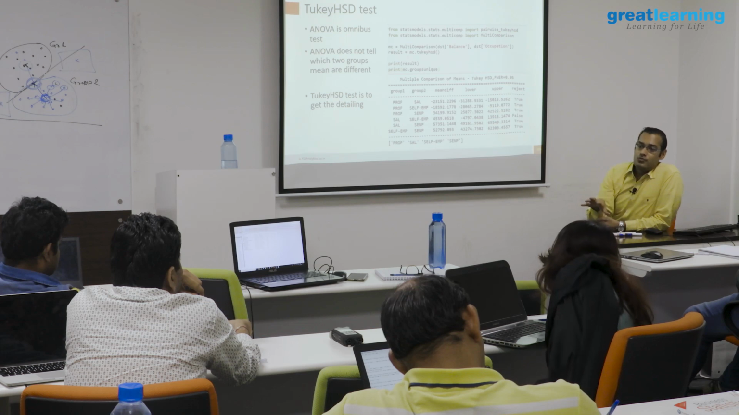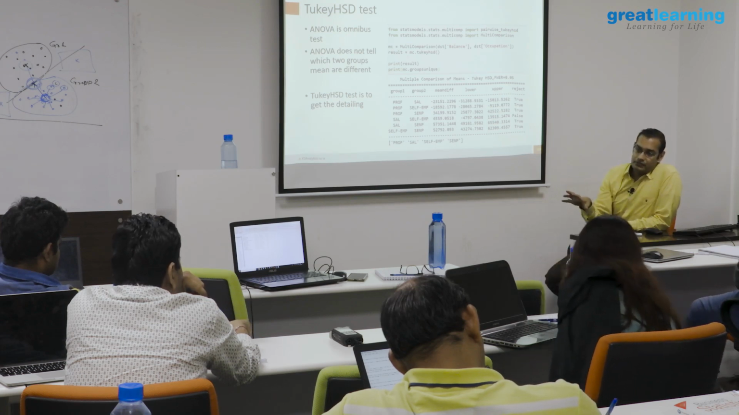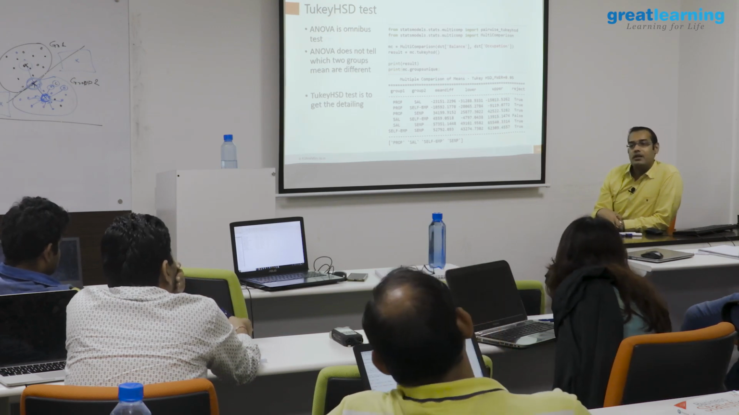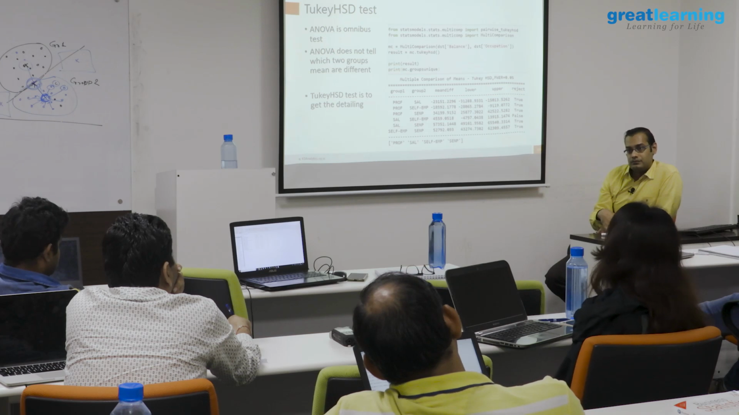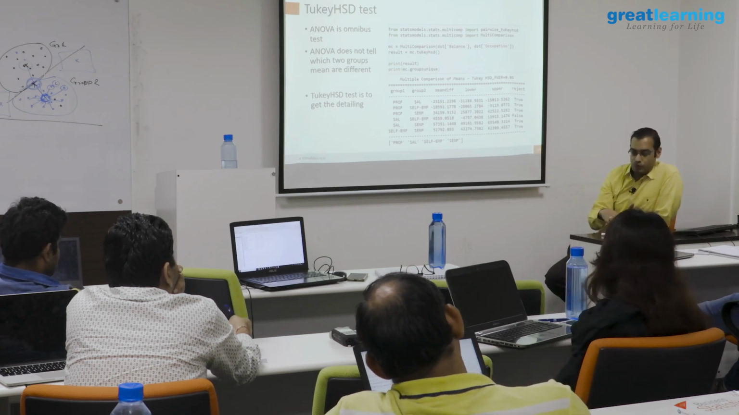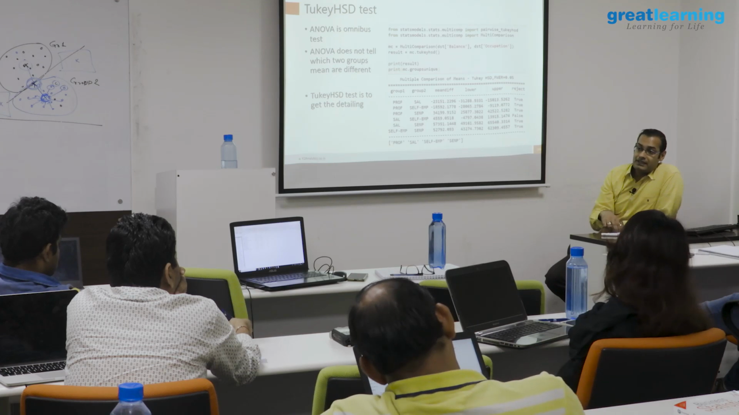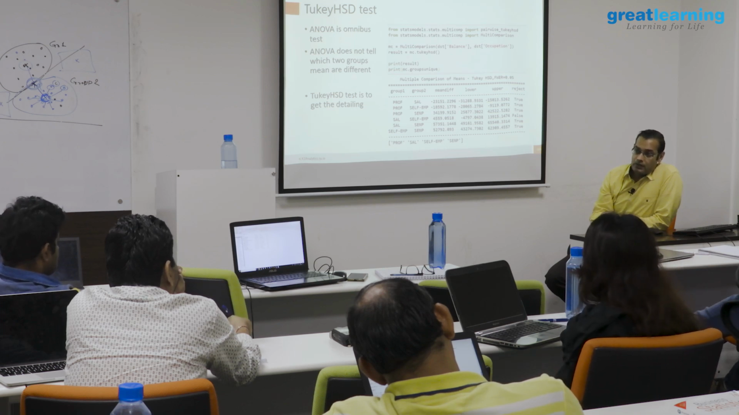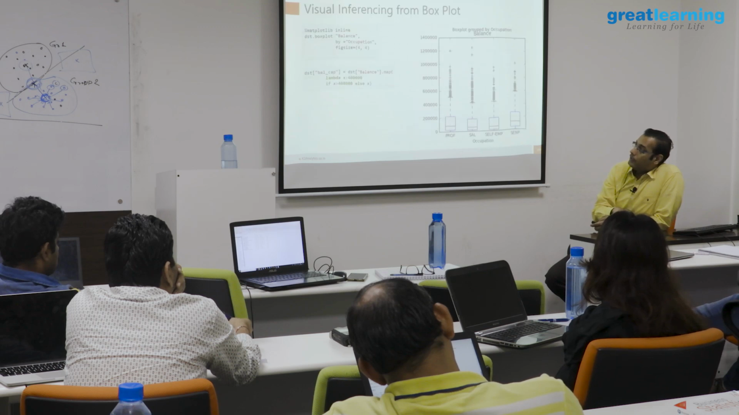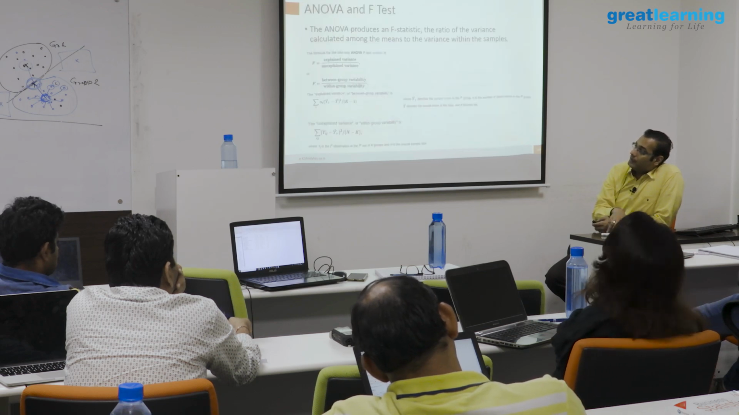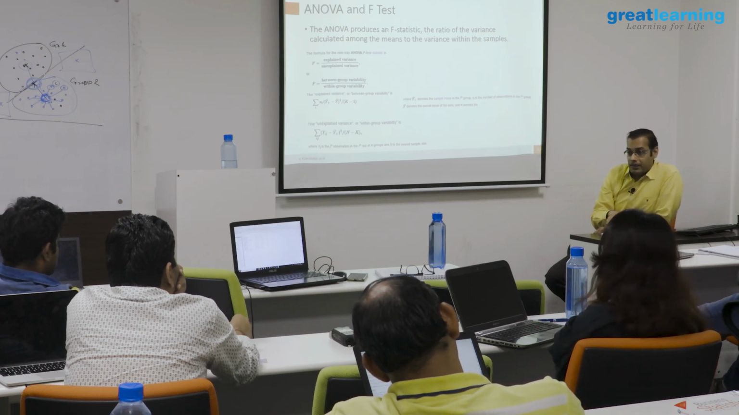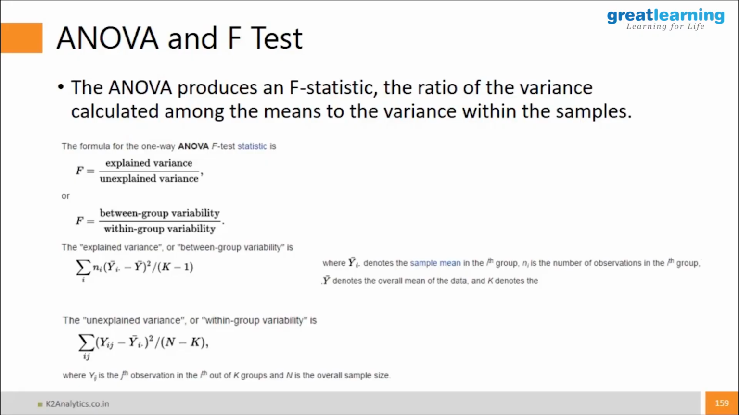ANOVA is used for many other analyses also. For example, when I do a linear regression, you will get an ANOVA outcome. When you get a linear regression between two variables, x and y, both continuous, and you have built a linear equation, you still have the explained variance and unexplained variance computed. So you can apply an ANOVA test.